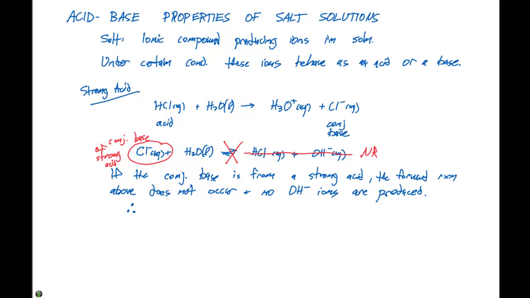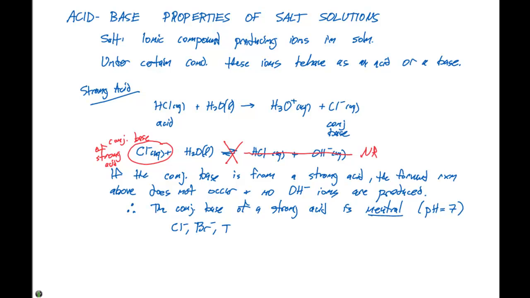So therefore, the conjugate base of a strong acid is neutral. And by neutral, we know that the pH is going to equal 7. The ions that we're going to observe this for are Cl−, Br−, I−, NO3−, SO4 2−, ClO4−, and ClO3−. And these are the conjugates of all of our strong acids.